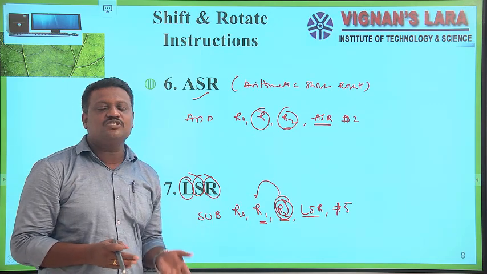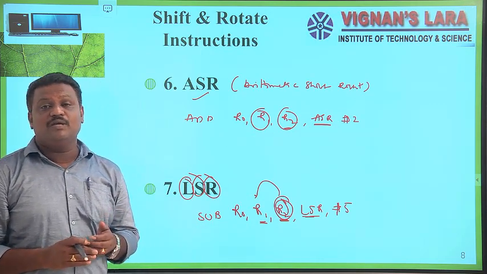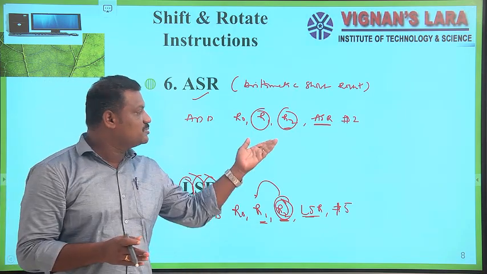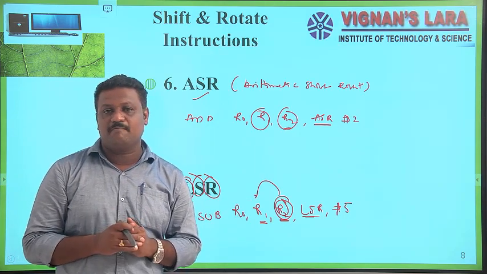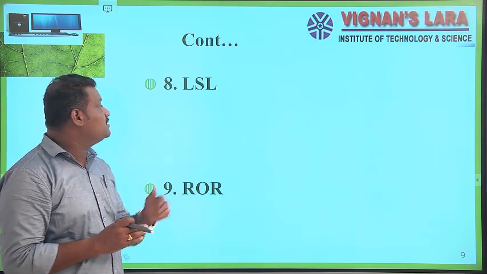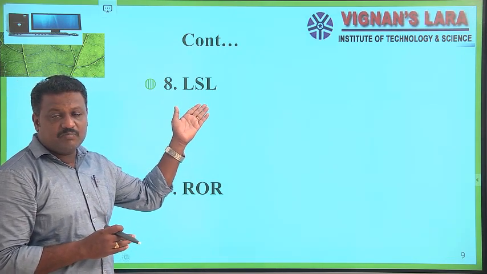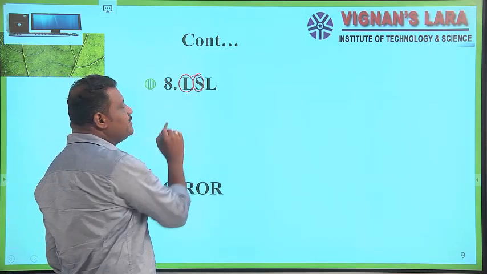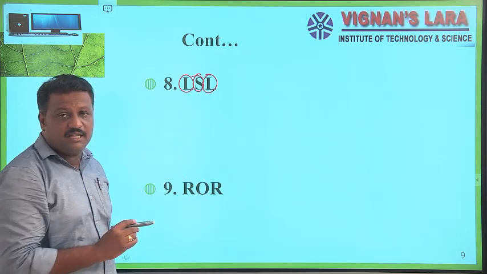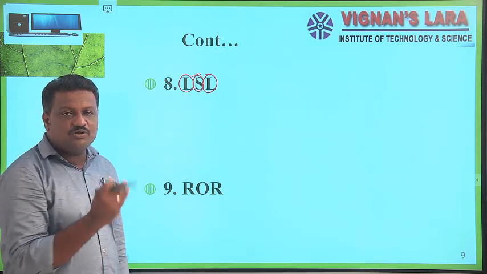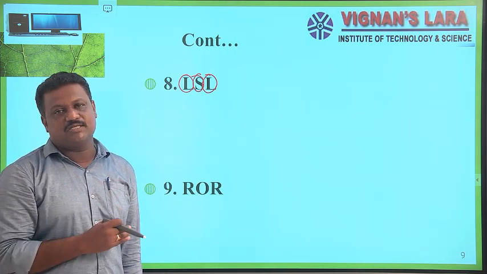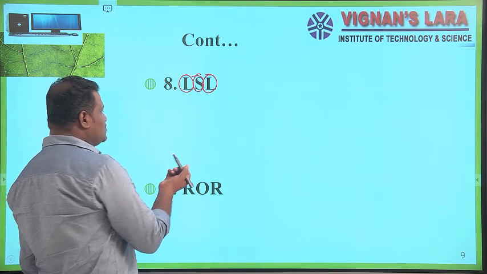So why are we doing these shifts or rotates? We know that in order to increase or decrease a value, you can use these shift operations. Coming to the next, LSL. LSL means logical shift left. Previously LSR is logical shift right, and here L represents logical, S represents shift, and again L represents left. Again, we can use this as a separate instruction, or as a part of another arithmetic or logical instruction. I'll give an example for this also.